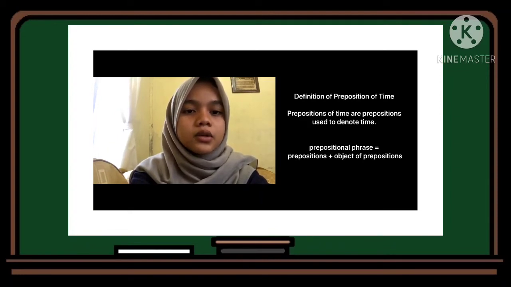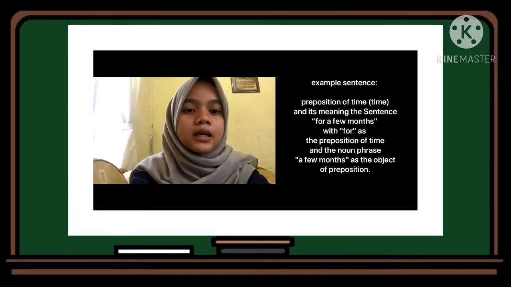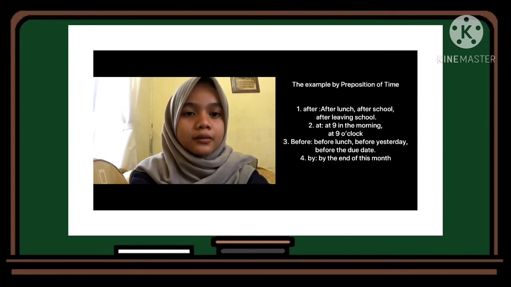Example sentence of preposition of time and its meaning. The sentence in the picture above contains the prepositional phrase for a few months, with for as the preposition of time and the noun phrase a few months as the object of preposition. The example prepositions of time.